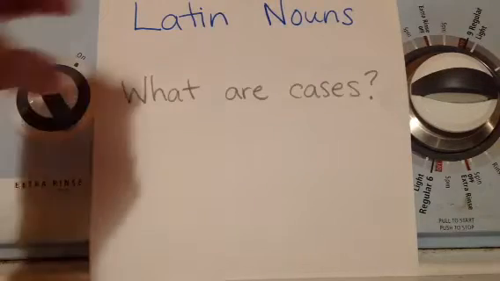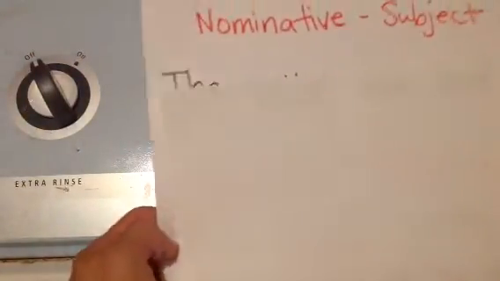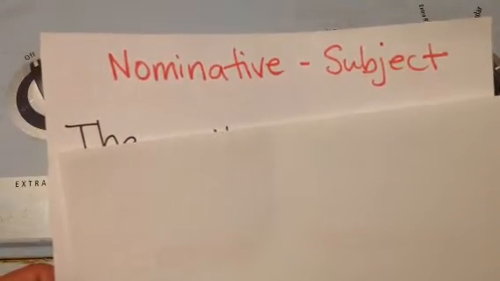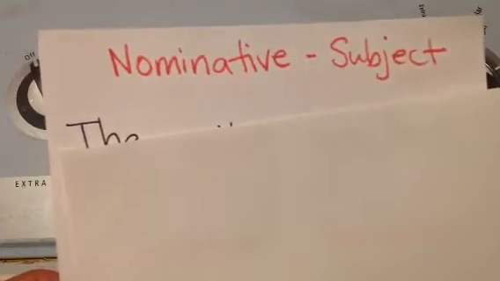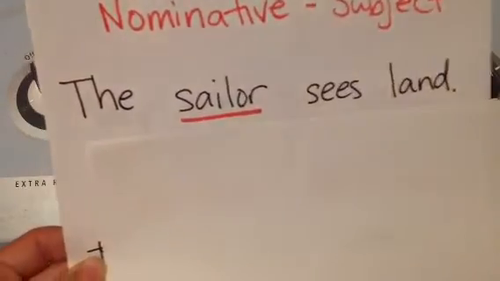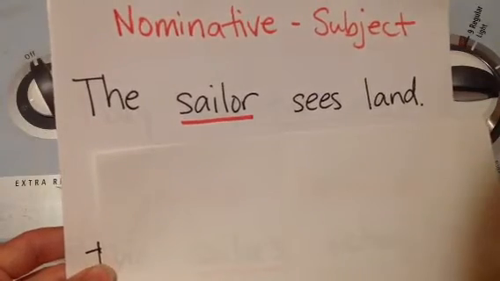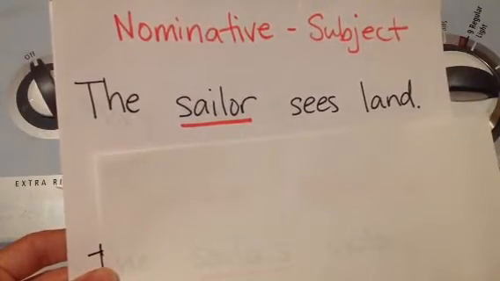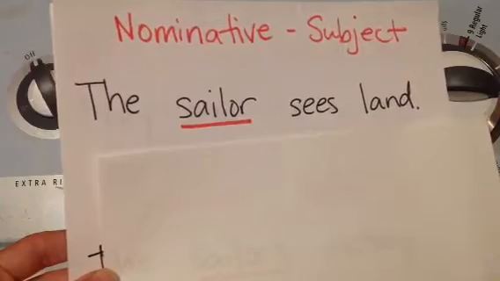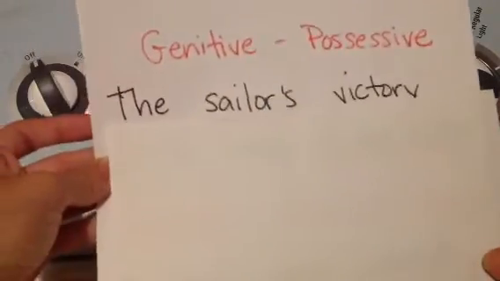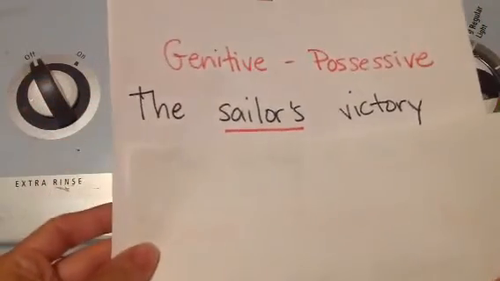Our first case in Latin is, bear with me, the nominative case. And the nominative tells us the subject. It tells us that the job of the noun is the subject. So our sample sentence is, the sailor sees land. Sailor is our subject. So the Latin word for sailor is going to have a nominative ending. Nominative, subject.